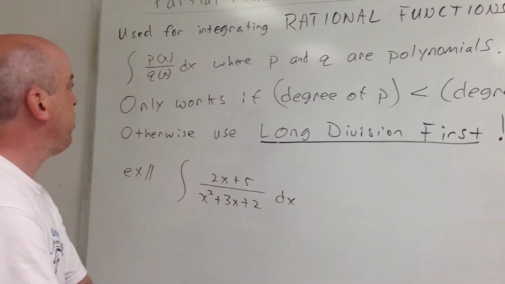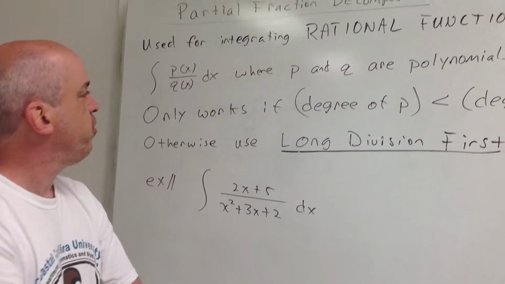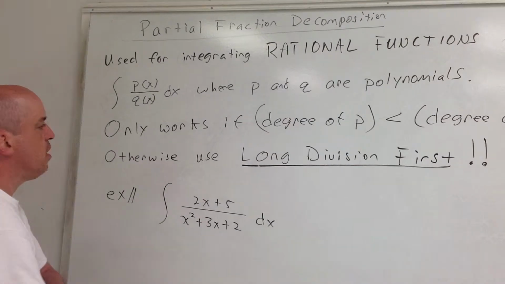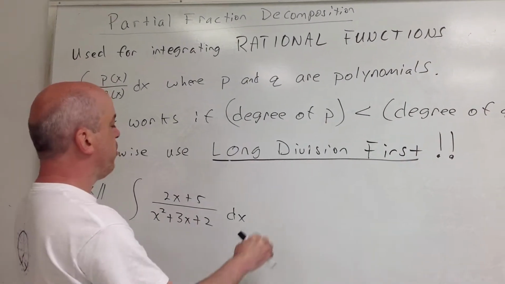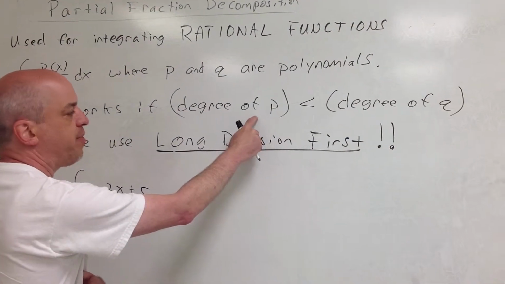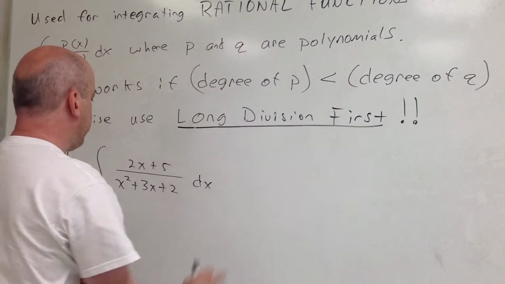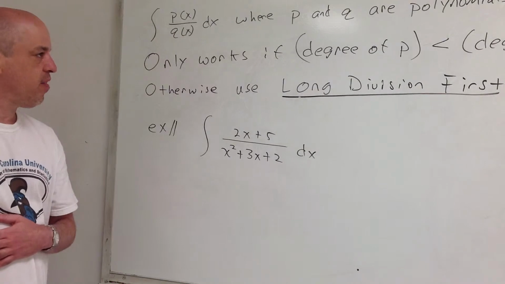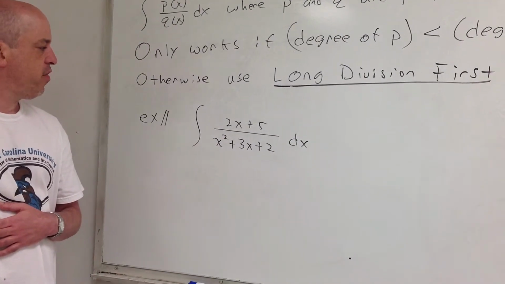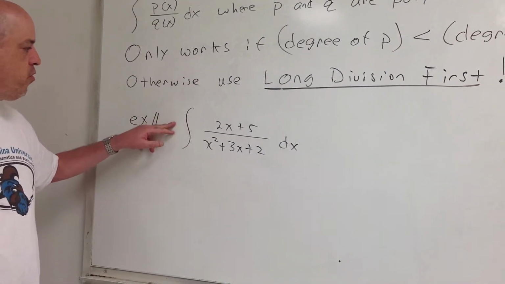Okay, this is my second video now for integrating rational functions. On the last one, I gave you an example where the degree at the top was not smaller than the degree at the bottom, when we used long division first. Now I want to get to the case where the degree at the top is less than the degree at the bottom, and for an example, I chose this particular integral.